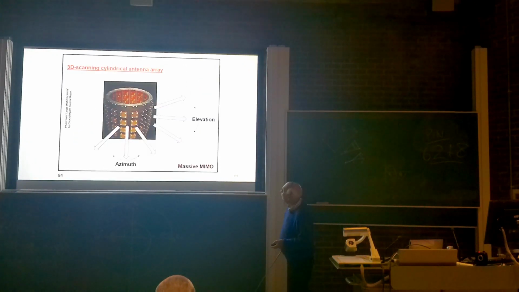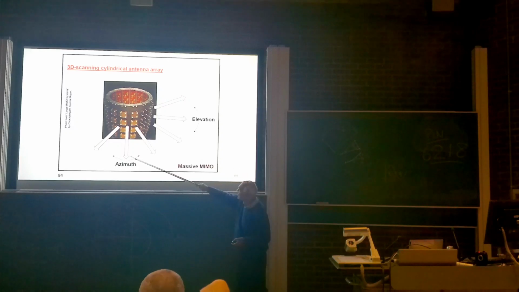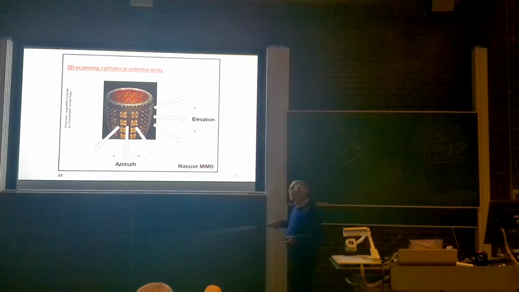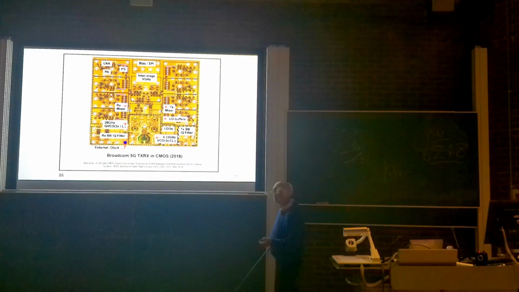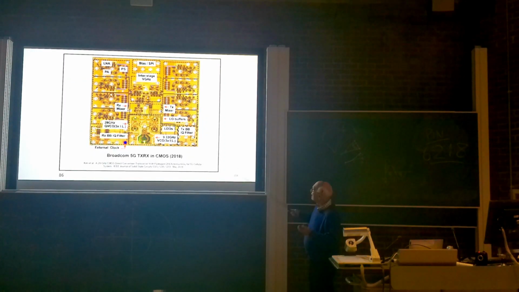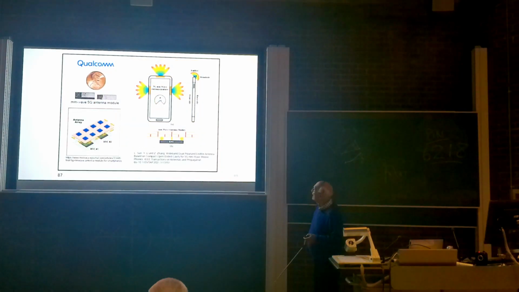Moving on, picking out one or two things. Here's a cylindrical antenna array. You can vary the elevation and the azimuth on that. It's essentially a massive multiple input, multiple output arrangement. Here are some Doherty amplifiers, Broadcom TX, with all the various bits identified on there.